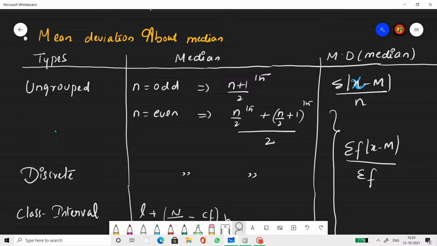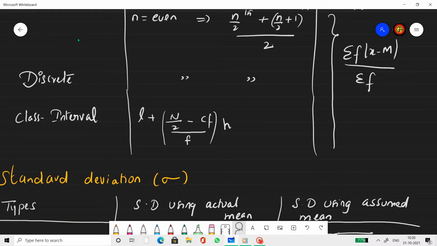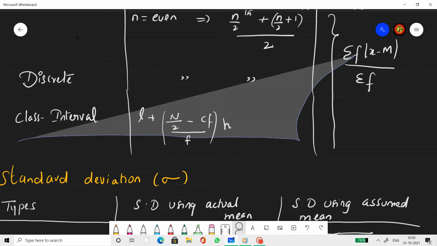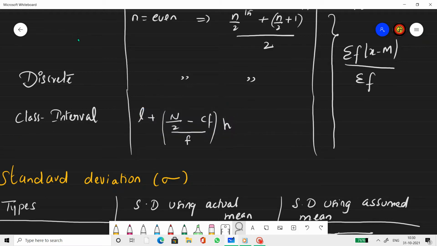So next is the discrete data. Under discrete data, you find median using the same method as you do for the ungrouped data. And then we find the mean deviation, which is sigma f into modulus of x minus m by sigma f. So when it's a discrete data or class interval data, the formula to find the mean deviation about mean and mean deviation about median is pretty much the same. Only thing is here m will come, there x bar will come. So sigma f into modulus of x minus m by sigma f for discrete as well as for class interval in case of median, and the same way sigma f into modulus of x minus x bar by sigma f in case of mean deviation about mean. All right.